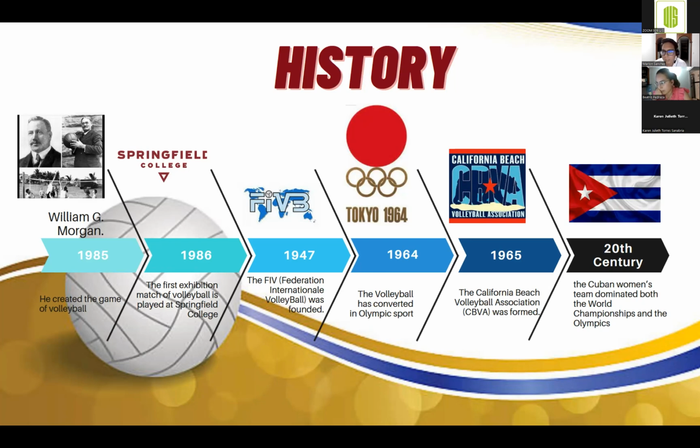So in 1896, the first exhibition match of volleyball was played at Springfield College, and in 1947, the FIVB was founded, and in 1964, volleyball became an Olympic sport. And in 1965, the California Beach Volleyball Association was formed. And in the 20th century, the Cuban women's team dominated both the World Championship and the Olympics.